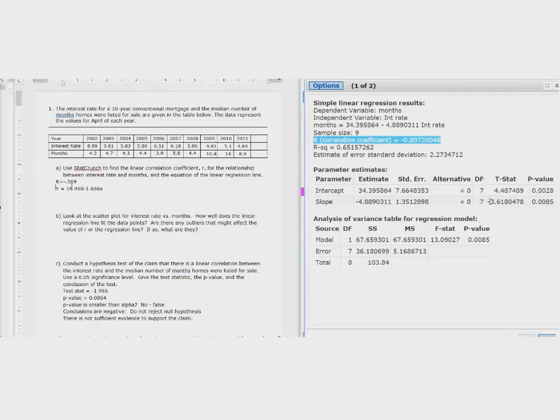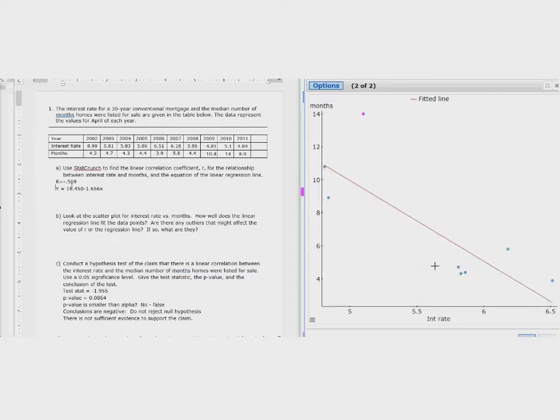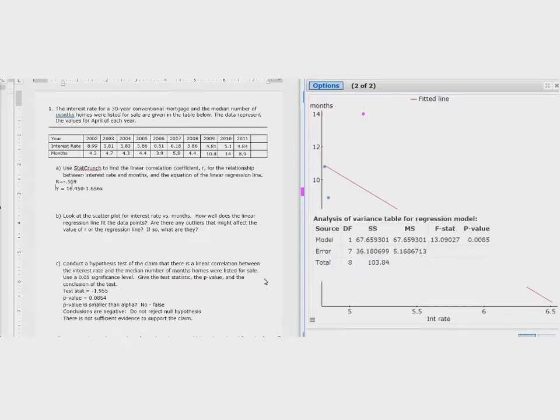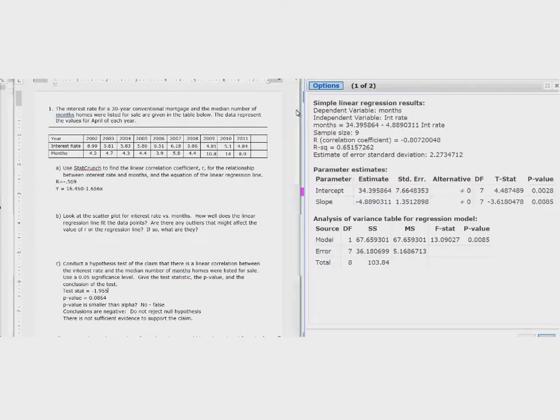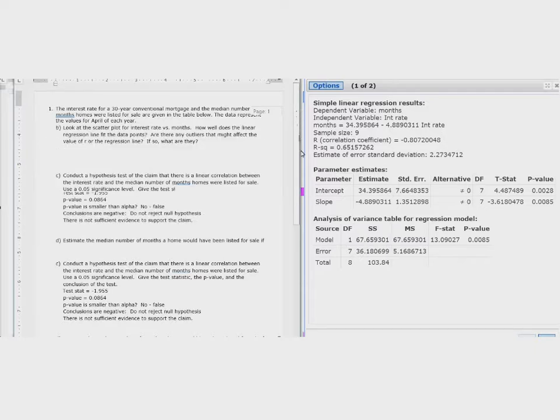We can look at our test statistic down here is negative 3.62, and our p-value is 0.0085. So our p-value is much smaller than it was in the first question. If we look at our scatter plot, and again, with so few data points, it's kind of hard to tell how well this fits the data, but we do have most of the points a little bit closer to the regression line.